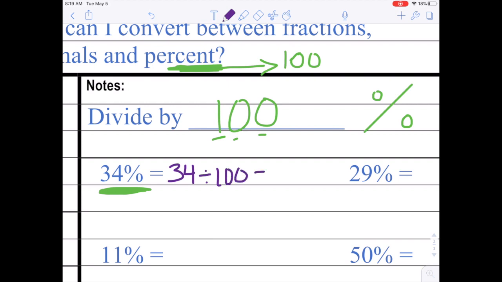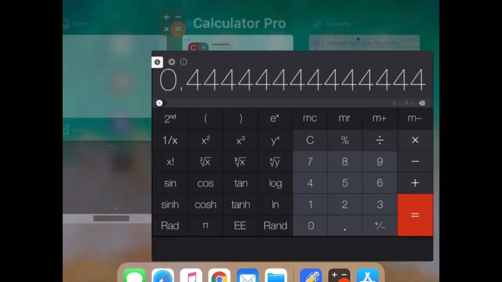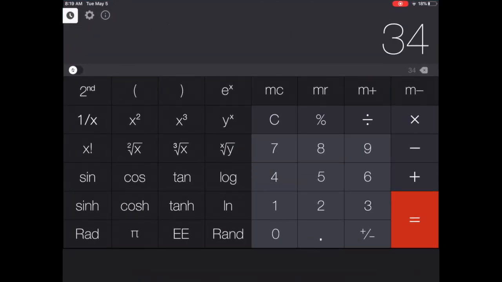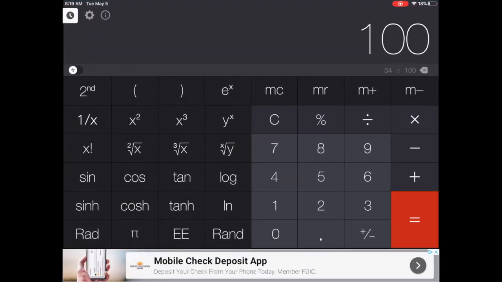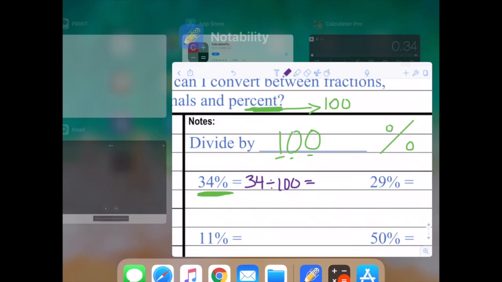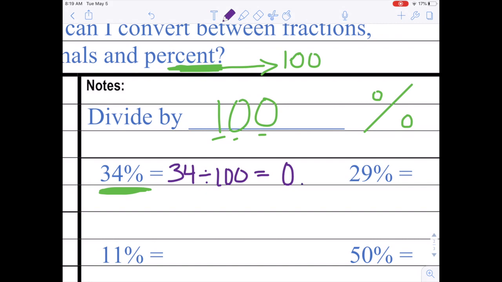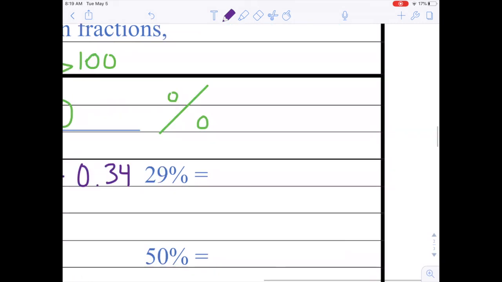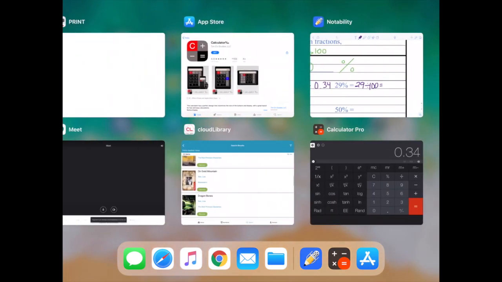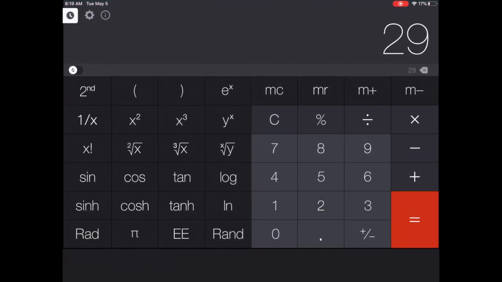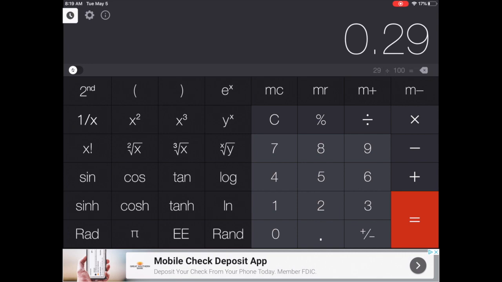For this first problem then, I have 34%, so I'm going to take 34 divided by 100 in my calculator. And that gives me my decimal. Next one, I have 29 divided by 100. $0.29.